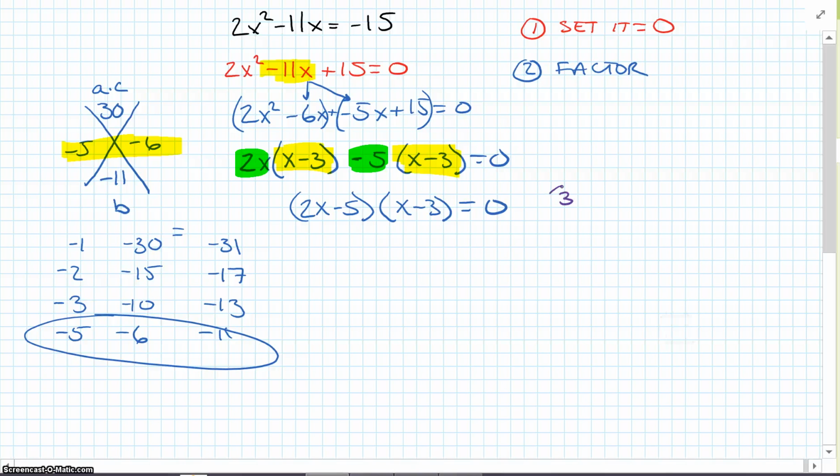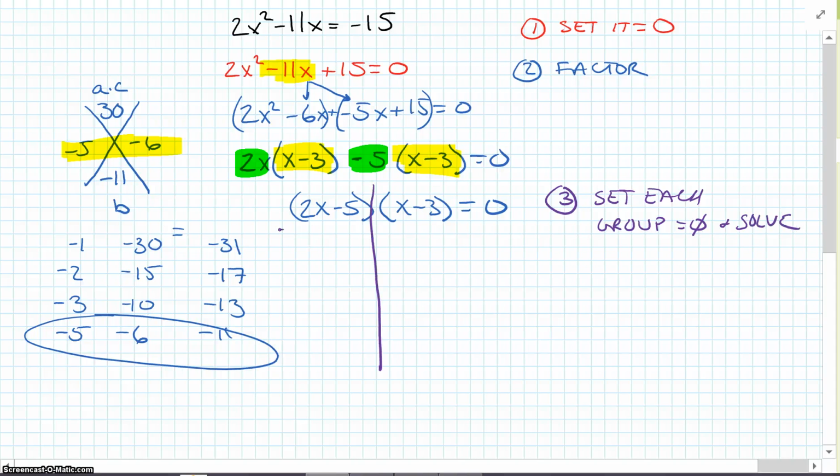Step 3, set each group equal to 0 and solve. So we're going to set each side equal to 0. This is how I do that. 2x minus 5 equals 0. x minus 3 equals 0.